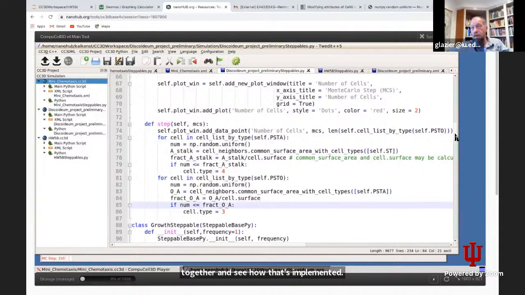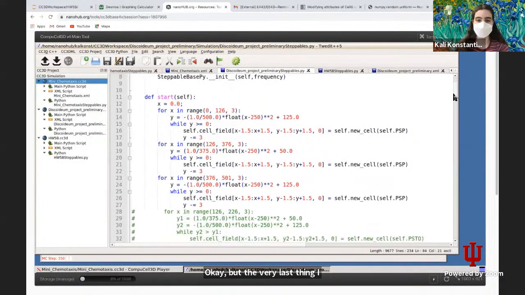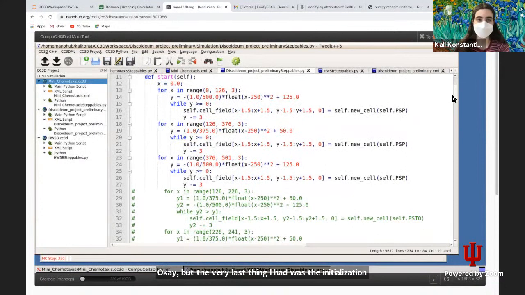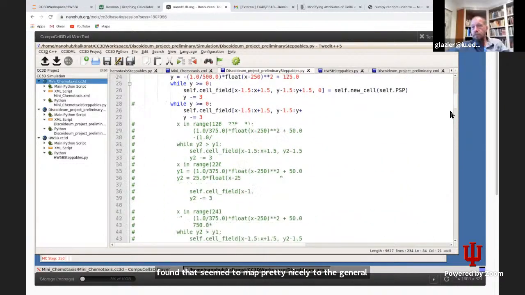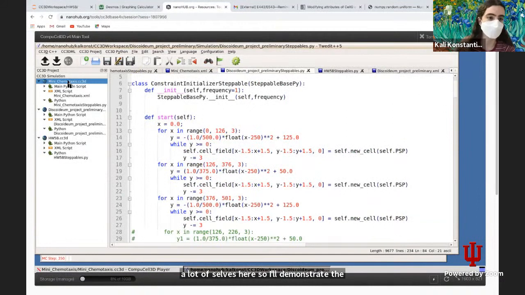Okay. And the other one will be the same. The second one will have exactly the same issues about transition. Okay, go ahead. And the very last thing I had was the initialization. So using some functions that I had found that seemed to map pretty nicely to the general shape we're expecting, scaled. Again, we're dealing with a lot of cells here, so I'll demonstrate the initialization of the pre-spore cells.